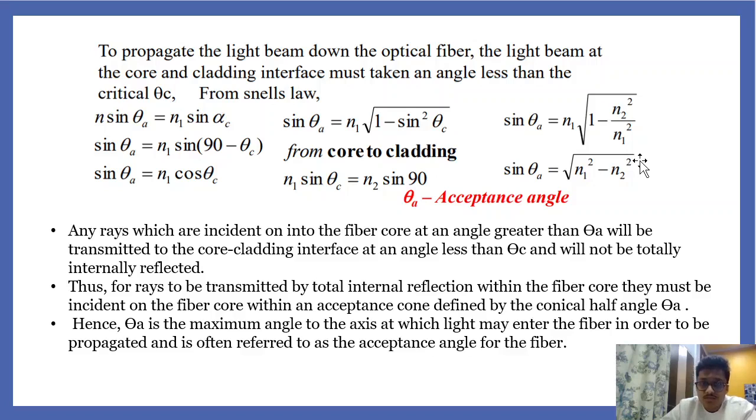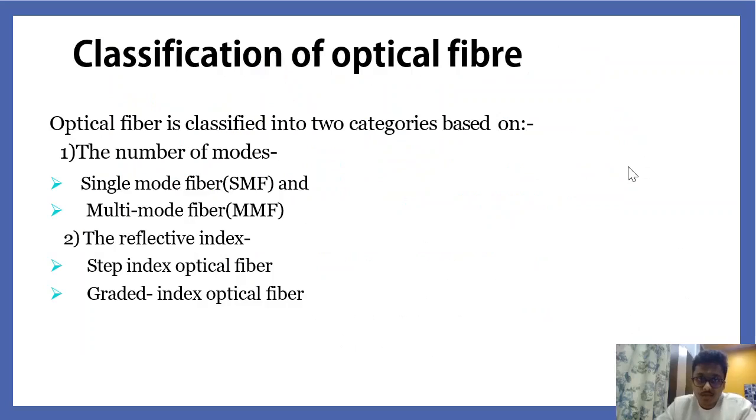Thus, for rays to be transmitted by total internal reflection within the fiber core, they must be incident on the fiber core at an angle less than theta, as discussed earlier. So, the classification of optical fibers. Optical fiber is classified into two categories based upon the number of modes as single mode fibers and multi-mode fibers, and based upon the refractive index as step index fibers and graded index optical fibers. Here the word mode refers to the amount of optical path in an optical fiber.